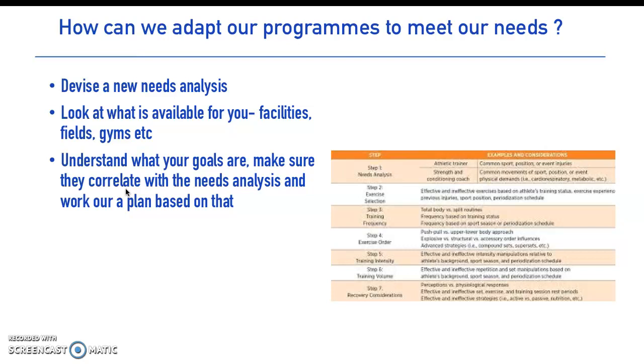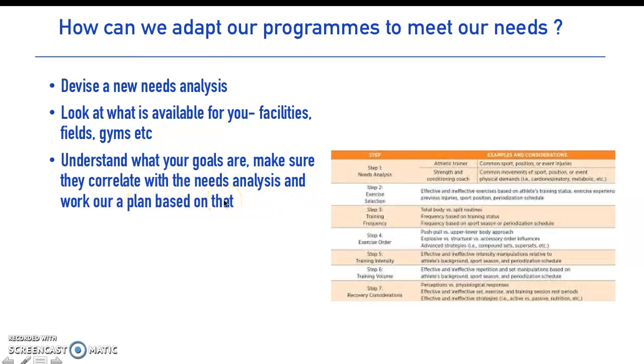Next one we need to look at is how can we adapt our programs to meet our needs. So we have to try and devise a new needs analysis. Remember we spoke about our needs analysis. Now we have to look at what is available to you. Do you guys have facilities such as gyms or fields or beaches or forests? What would you have available to you in order for you to adapt your program? Then we have to make sure and understand what our goals are, and make sure that they correlate with the needs analysis. And that's how we work out our plan.